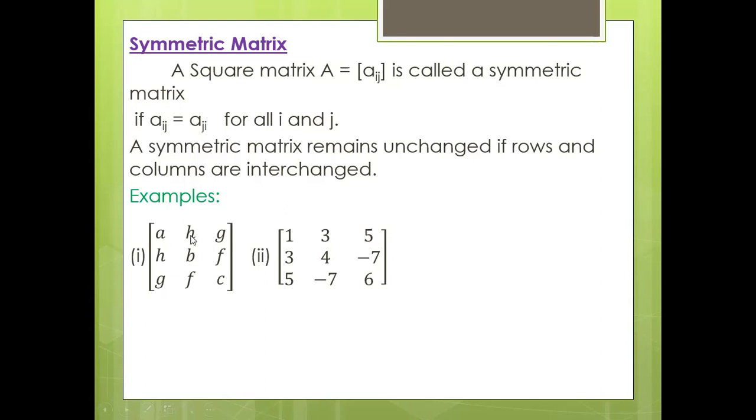Here see A H G is row 1, H B F row 2, G F C row 3. When we interchange, we get A H G, H B F, G F C. This is the symmetric matrix.